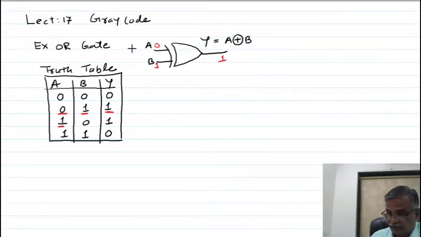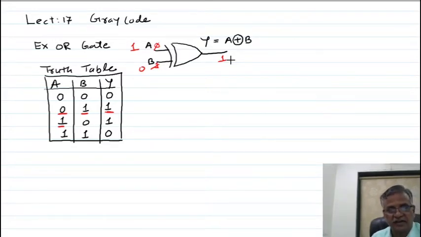If A is now 1 and B is 0, the output is 1. If both the inputs are at 0 level, the output is 0. If both the inputs are at 1 level, the output is 0. So in an exclusive OR gate, when both the inputs are at different levels, the output is 1. Remember this. Otherwise, it is 0. This is useful for conversion of binary into gray code and gray code into binary code.